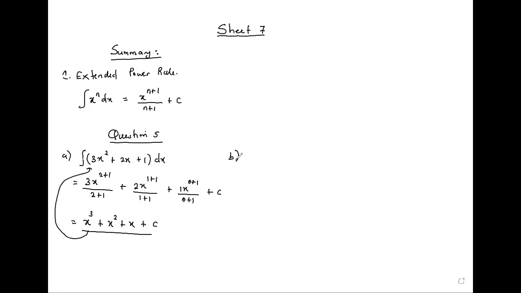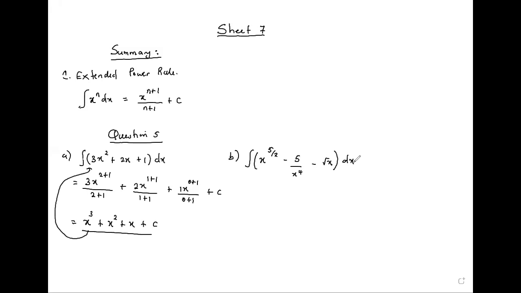And so it looks like there's a continuation. We go to B, x to the power 5 over 2 minus 5 over x to the power 4 minus root x dx. So how do you integrate this?